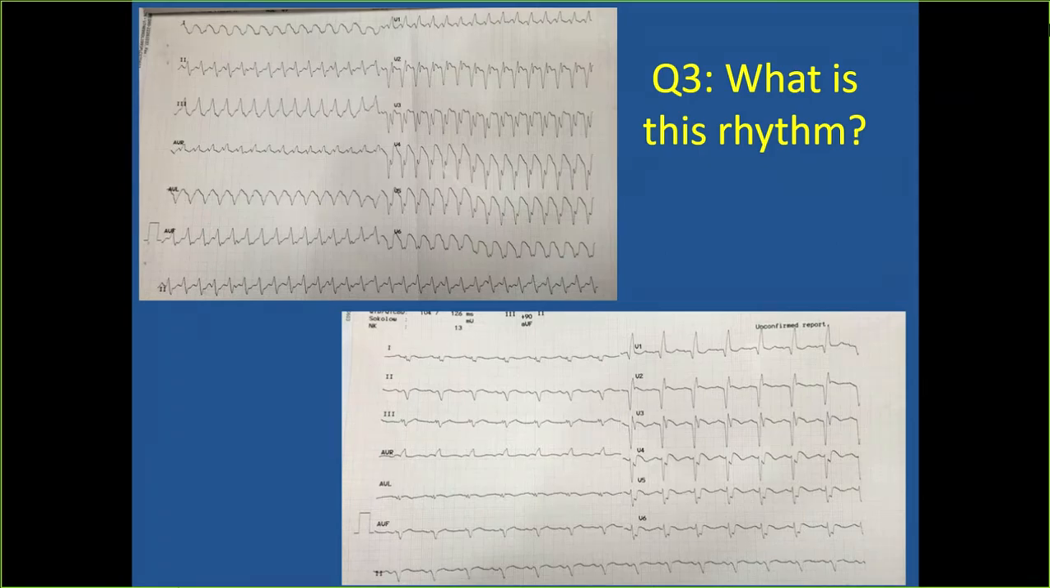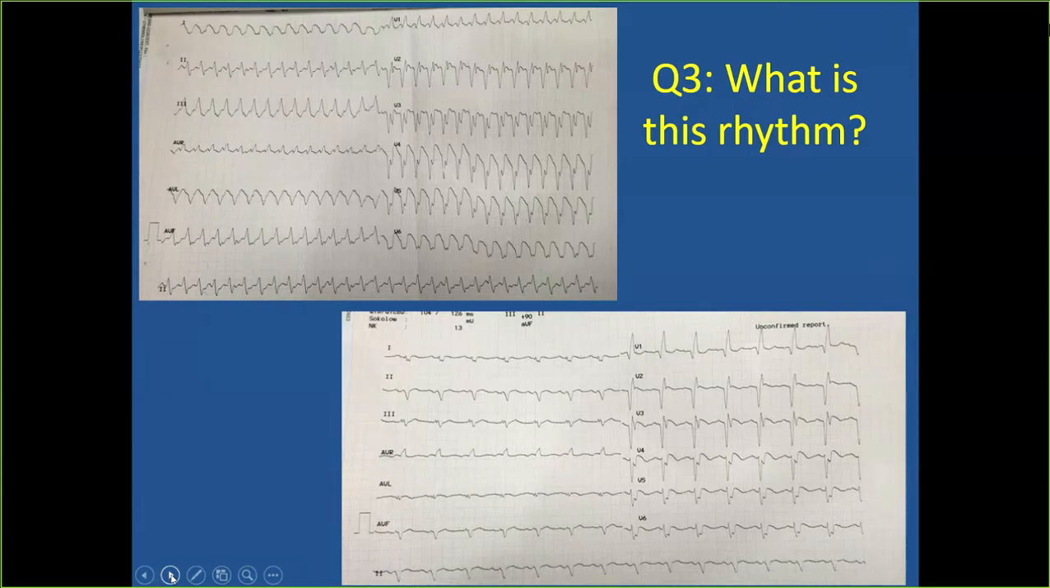So I'll just give you why it is not a concordance. What does concordance mean? V1 to V6, all the complexes should be in one direction, either fully negative or fully positive. Negative or positive concordance. Here, you cannot call it a negative concordance because V1 is positive, right? Number one. So C is not the answer.